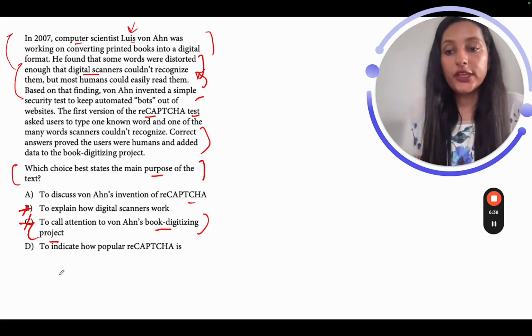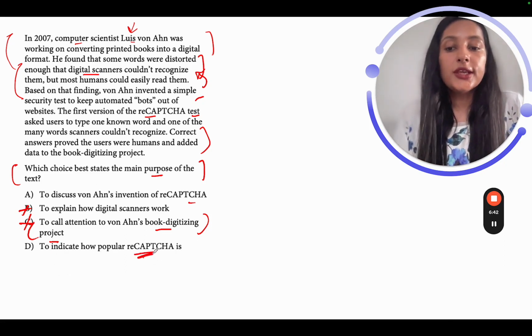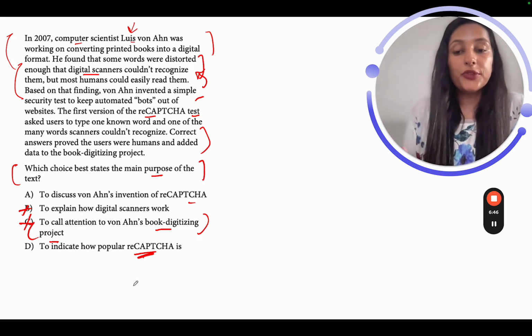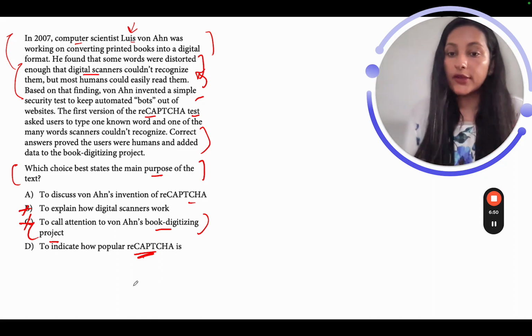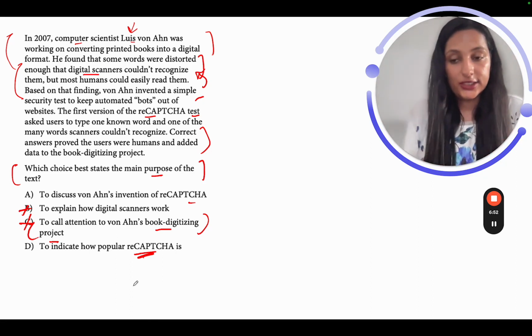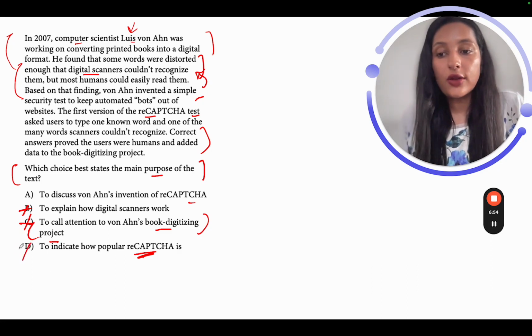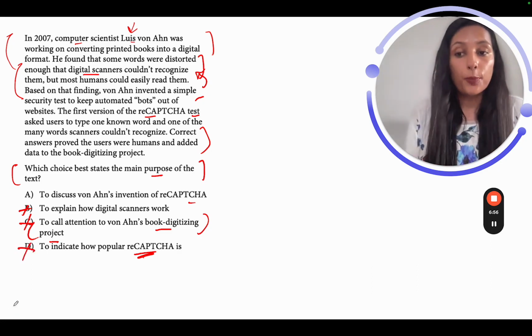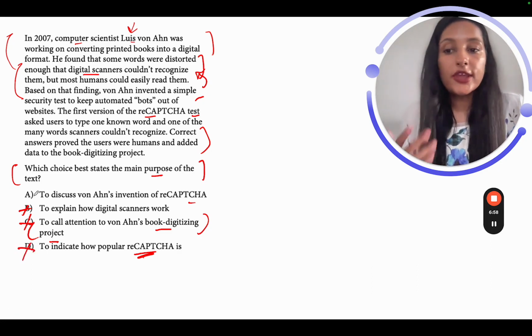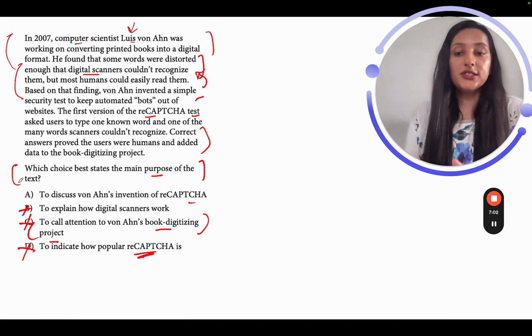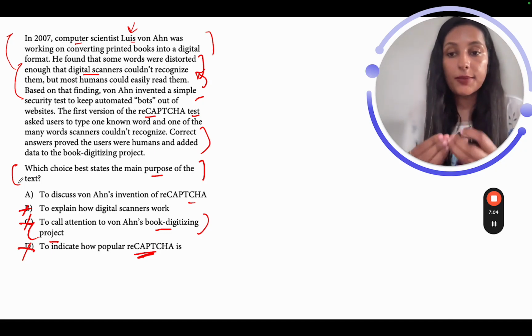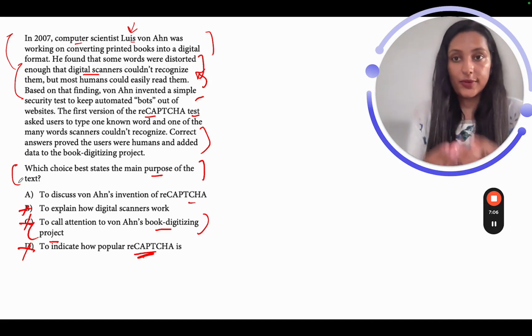Now let's go to D, to indicate how popular reCAPTCHA is. Now I know that this thing has been invented, but I don't know the popularity yet. Is this something that's popular already or probably is going to be popular in the future? I have no such information in the text. So this is out of scope. So clearly now I can be very sure about choice A as my answer. The purpose of the text is basically to tell us about the invention of reCAPTCHA by Lewis.